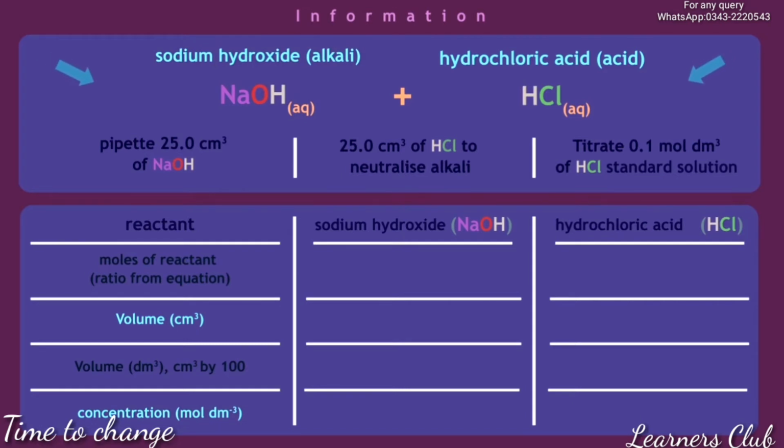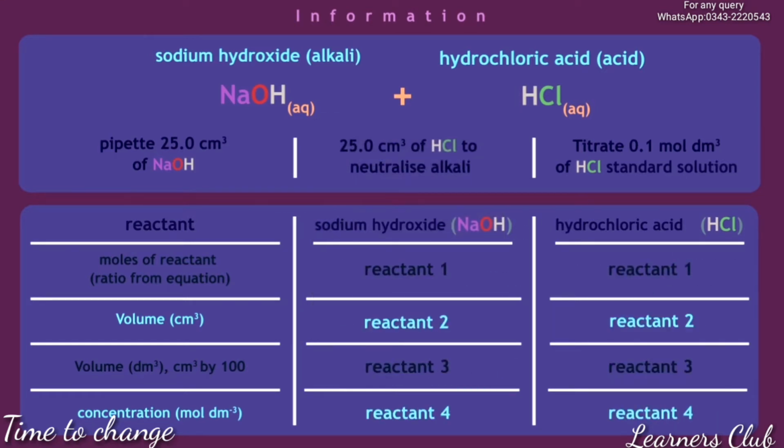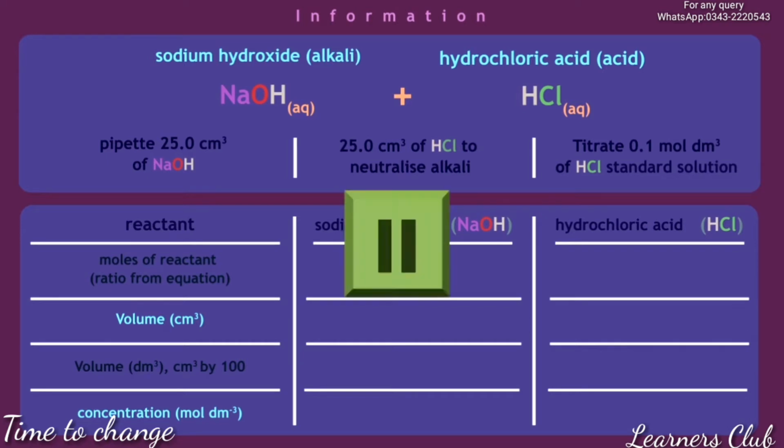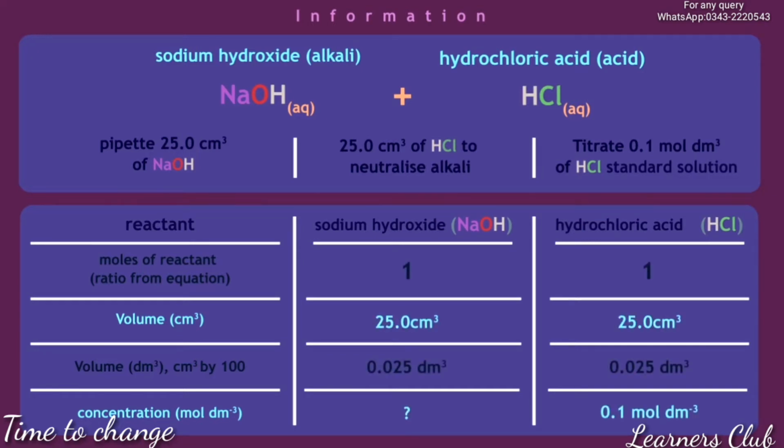Using the information, what do you know? Pause the video, write down the reactants in a table like this, and continue when you're ready. Record all the information you know about the acid and the alkali in the table. Your completed table should look like this. You know the concentration and the volume of the acid used to neutralise the sodium hydroxide. This is 0.1 molar hydrochloric acid and 0.025 decimetre cubed.